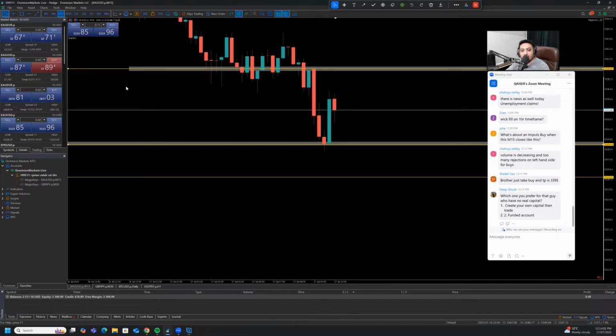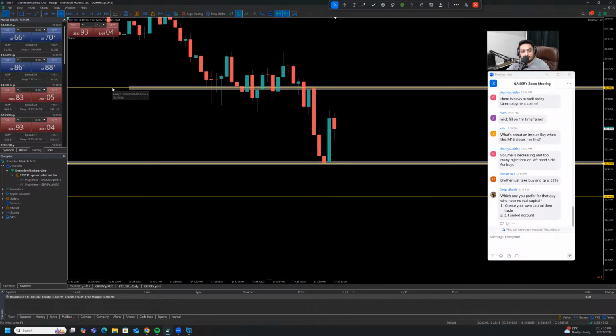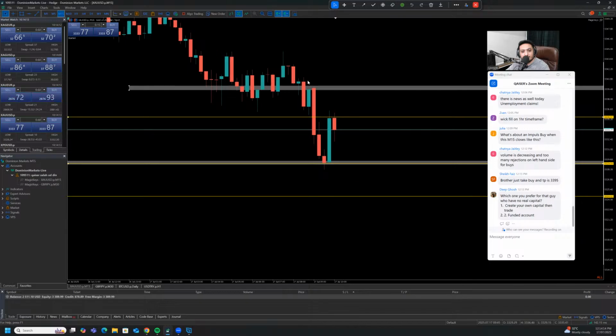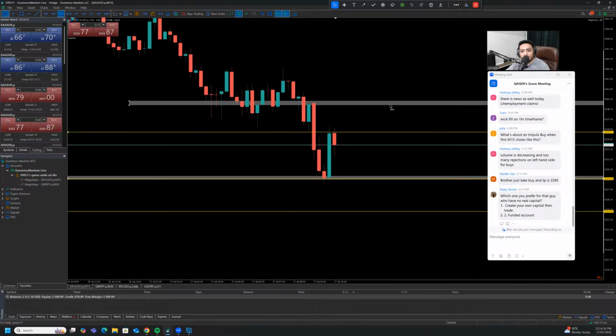So 1 minute left for this 50-minute candle to close, and I'm thinking we are going to get a new resistance here now. This one.